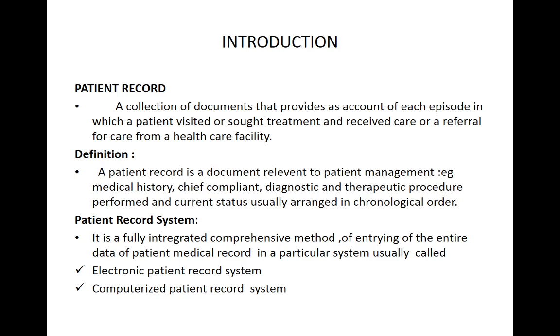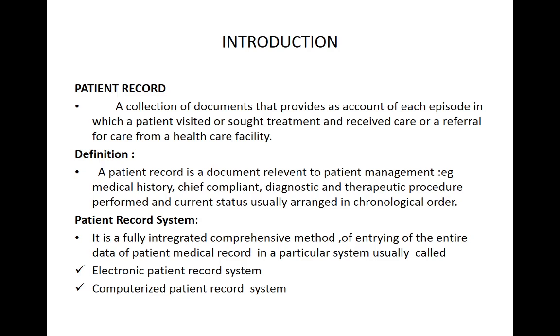It may be a medical history, a chief complaint, a diagnosis. You are going to take the medical history first of all, then any complaint they have, and that also has to be recorded. Any diagnosis that has been done also has to be recorded. Any treatment, any procedure done, and the current status, everything arranged in an orderly manner. Okay, so that is a patient's record.